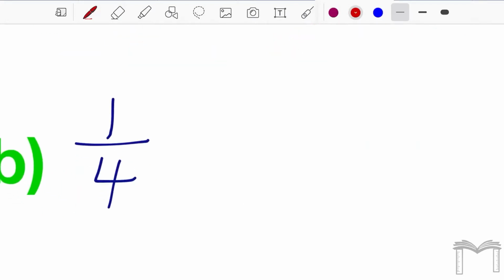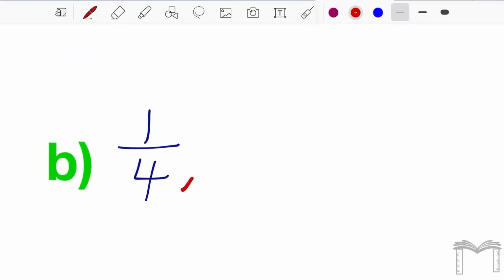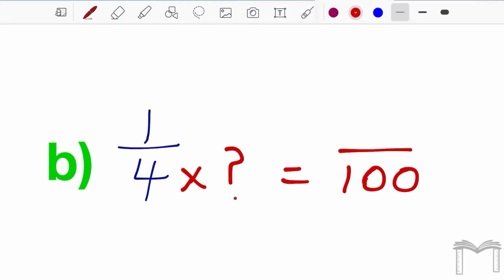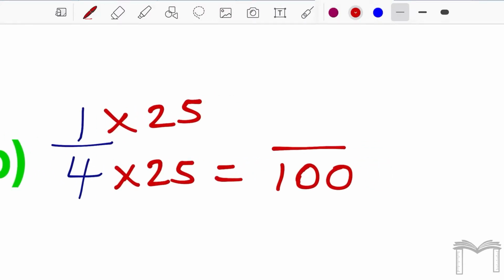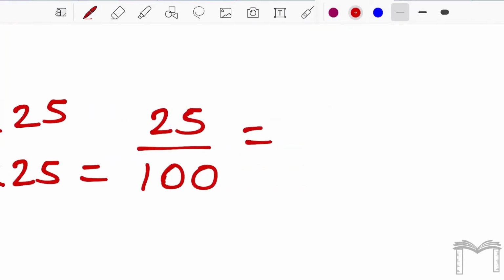Next, 1/4. So 4 times what number will give us 100? You can either work it out, or if you know, you can put the answer. 4 times 25 will give us 100. So we multiply the numerator by 25 as well. So we will get 25 over 100, and this is equal to 25%.